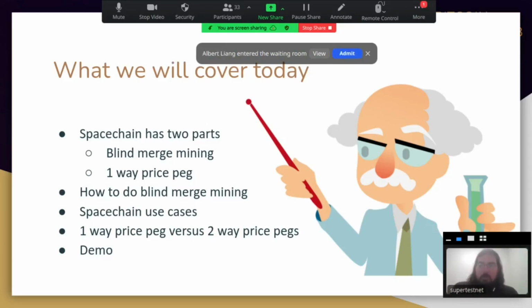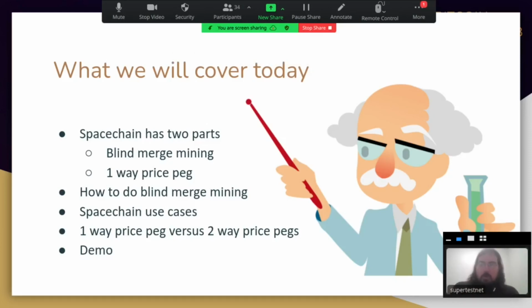After I go over what those are, then I'm going to go over how to do blind merge mining, because that's what I think is the really cool part of Spacechains. Then we're going to go over some use cases, things that you can use Spacechains for. And lastly, we're going to go over the difference between a one-way peg and a two-way peg, and I'm going to give examples of what those are.